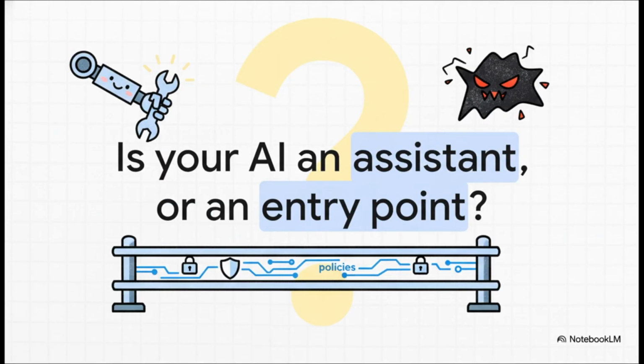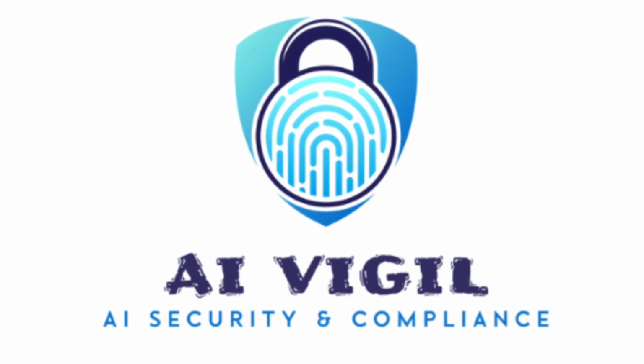As we wrap this up, I want to leave you with this question to chew on. The line between a powerful game changing assistant and an unintentional backdoor for an attacker is dangerously thin. And it's a line that isn't defined by the AI itself, but by the guardrails and the policies that we choose to build around it.